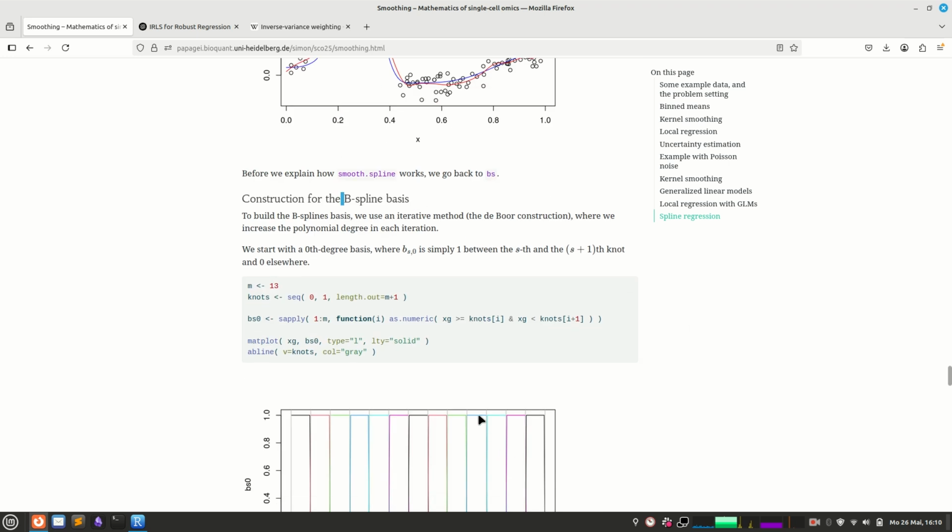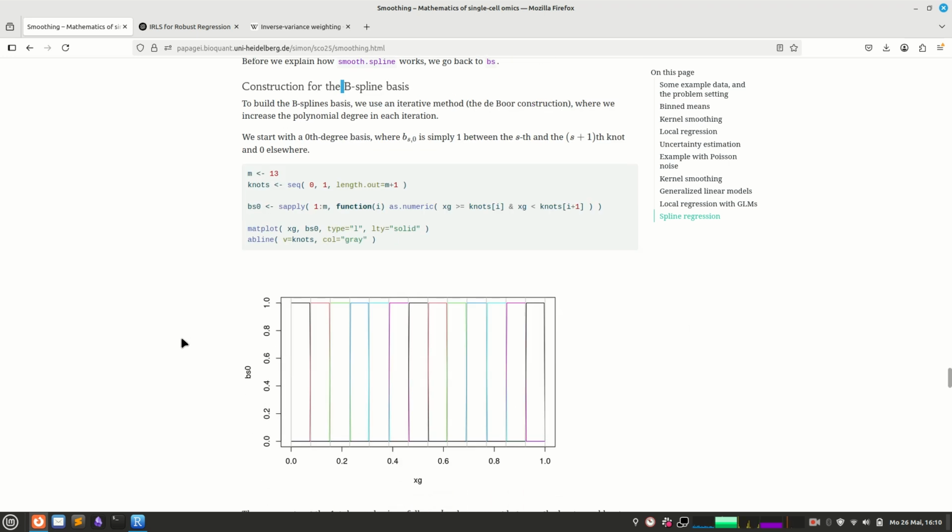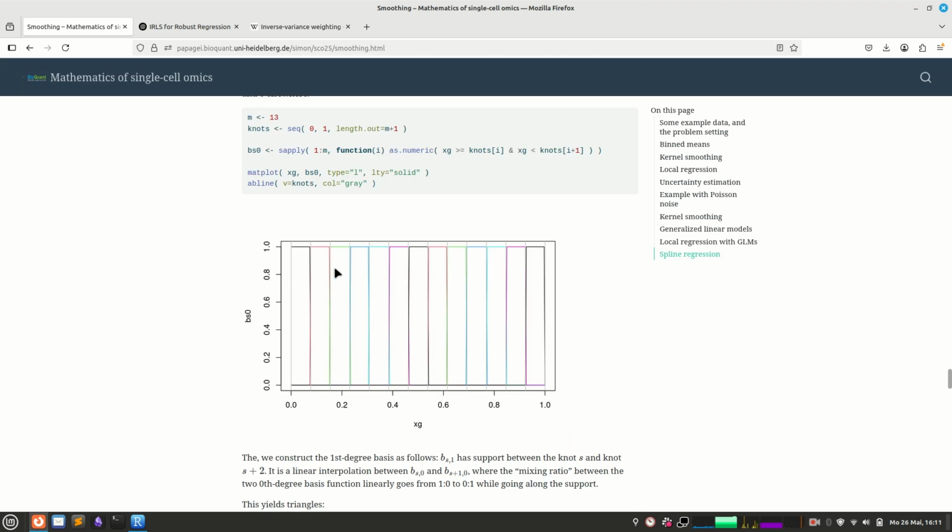And de Boor has suggested the following. He said, let's start with a zeroth iteration where each basis function is simply a rectangle. It's one within its segment and it's zero outside its segment. And then let's make a second function where we always combine two neighboring zeroth basis functions into a new basis function by interpolating between them.